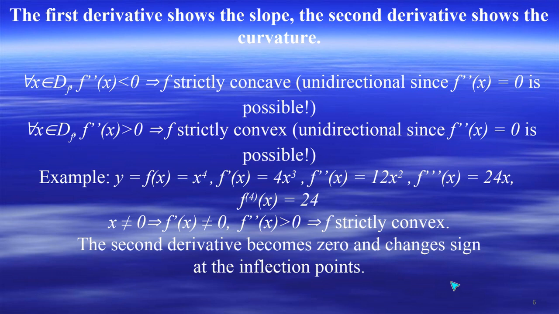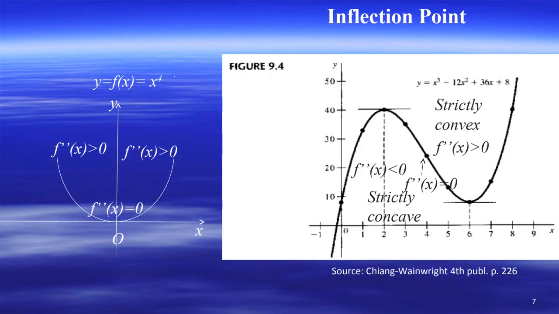But in general, when the second derivative becomes 0, we should look at the points around it. If for x less than x0, the second derivative is negative, and for x greater than x0, it becomes positive, for instance, or the inverse. If for x less than x0, the second derivative is positive, and after x equals x0, it becomes negative, just being 0 at x equals x0, then this is an inflection point. The inflection point is where the function changes its curvature. It changes from concave to convex or convex to concave.